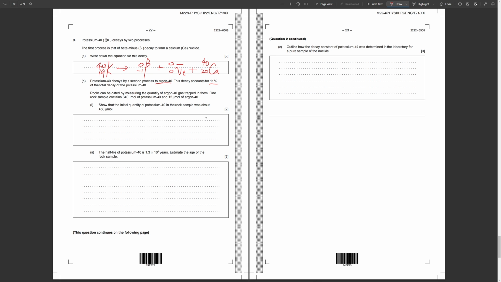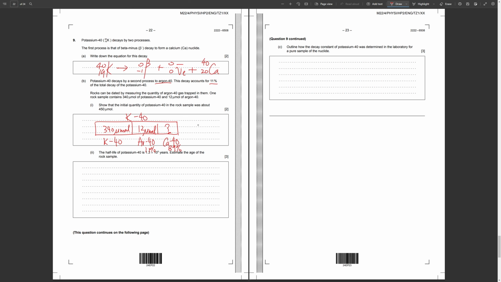This decay only accounts for 11% of the decay. Assuming that originally you have a bunch of potassium 40 and part of it does not go through the decay, which is 340 micromole, it will remain as potassium 40. About 12 micromole is going into argon 40, with an additional amount of particles going into calcium as described above. This is going to be 11% of the decay, which means the calcium will account for 89%. What is the total amount of particles overall?